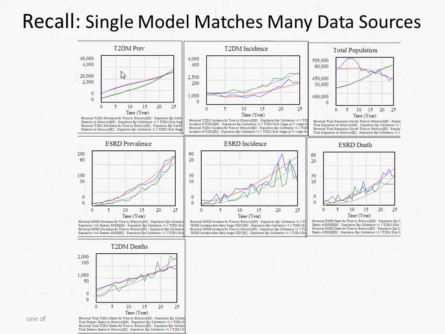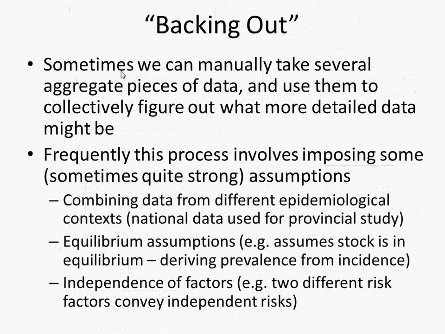So you recall the issue here is that often we have a model that we're simultaneously seeking to match to a variety of sources of data. We may have data about different pieces of the system over time, and we're seeking to match different areas, sub-areas of the model, to that data, and make it as true as possible to all of those pieces of data that we have. So the first process is backing out, and basically it's a manual process of taking several pieces of data, often aggregate, and then using them collectively to figure out what the more detailed data must be.